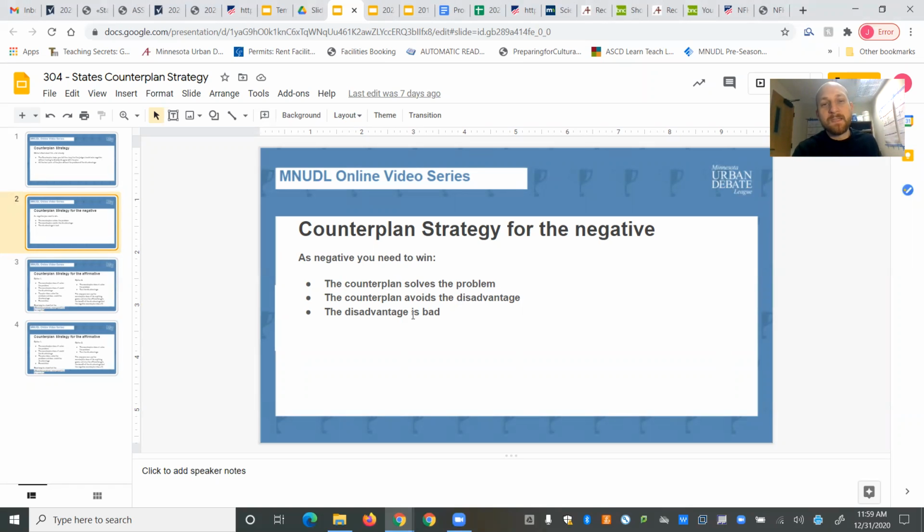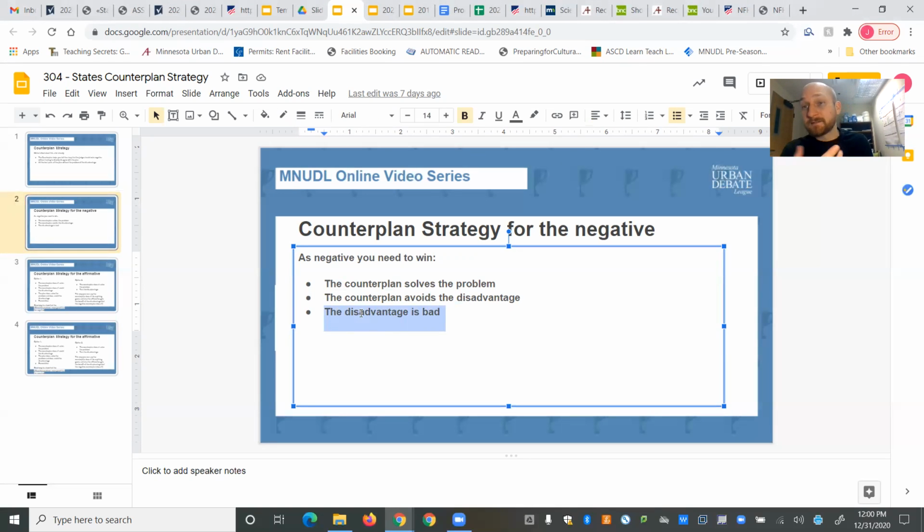Then the third thing you need to prove is that the disadvantage is bad or that it causes bad things, right? If the disadvantage is true, then bad things will happen. So if you've already proven that the counterplan also solves the plan, the counterplan doesn't cause the disadvantage, and that if the disadvantage happens, it would be bad, you basically won the debate, right? Because you're showing the judge that the counterplan will cause exactly as many good things as the plan, but it will also not cause the bad things that passing the plan would cause. So you win the debate. If the affirmative doesn't answer these points, you will win the debate as the negative.